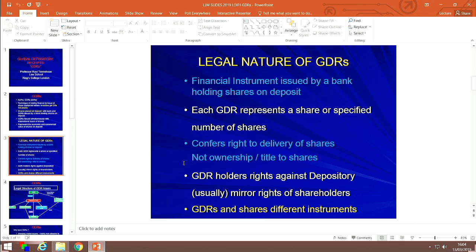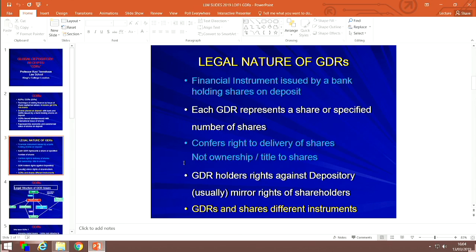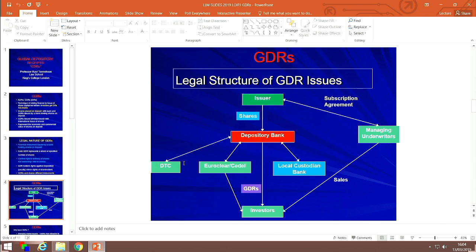I think that perhaps answers the question that was raised. What about voting rights? What about this and what about that? What about rights to dividends? Yes, those rights which are attached to the shares would ordinarily, not always, be transmitted to investors in GDRs by specific terms and conditions in the GDRs. But you do need to remember these are different legal instruments.